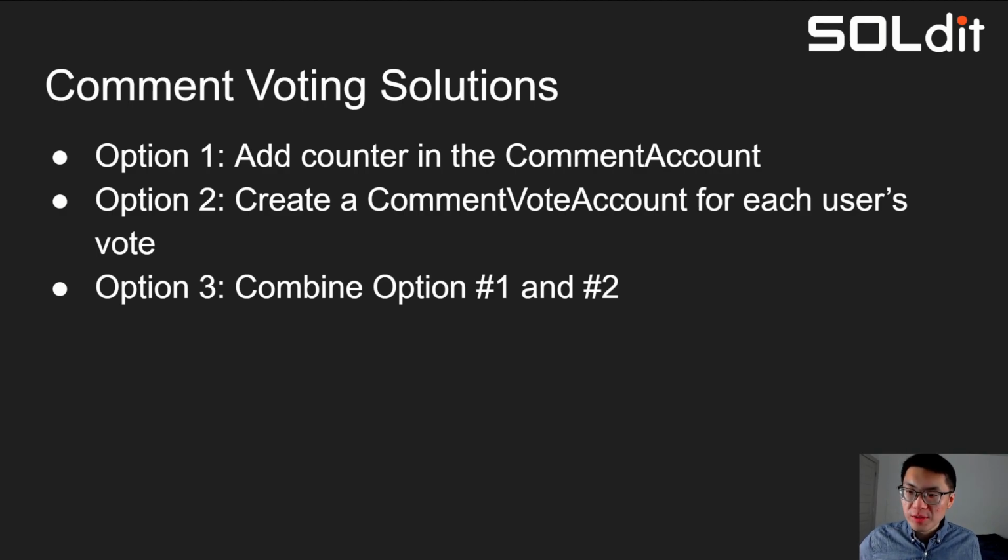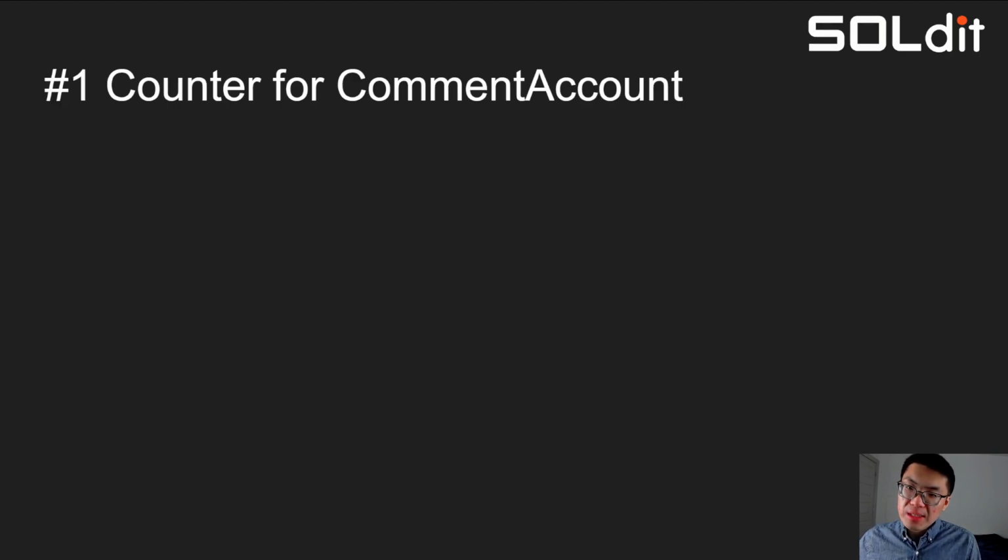And to do that, we're going to create something called a comment vote account, which will keep track of that metadata. More on that later. And then finally, option 3 is if we want to have both solutions, we can just combine both of them, and I'll show you how that is done. So, creating a counter for the total number of votes.